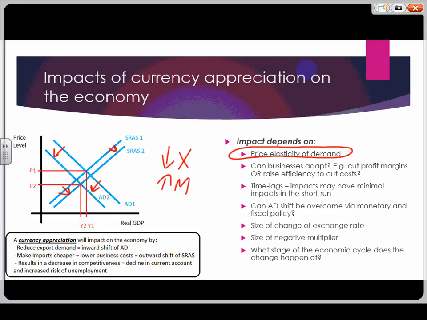And if things become cheaper, then domestic consumers might be able to buy more domestic goods and services too. You could also argue that the drop in AD can be overcome. Monetary and fiscal policy can be used to expand aggregate demand back up to counteract that fall in aggregate demand.